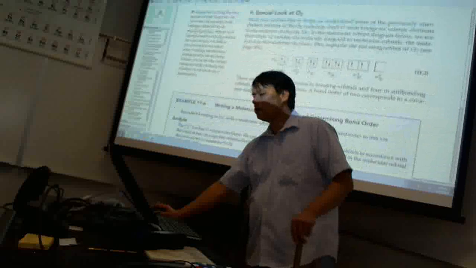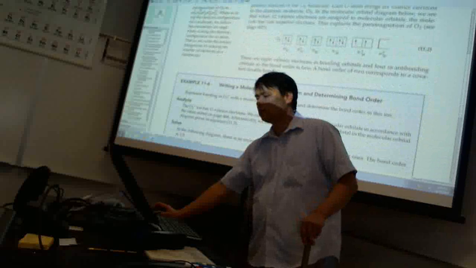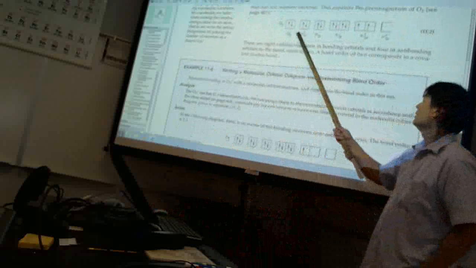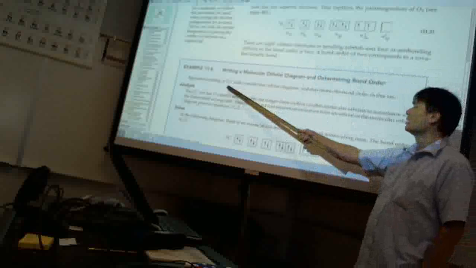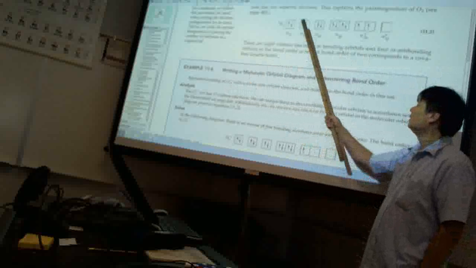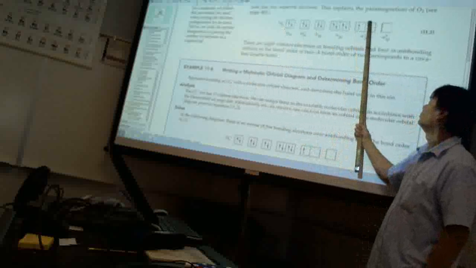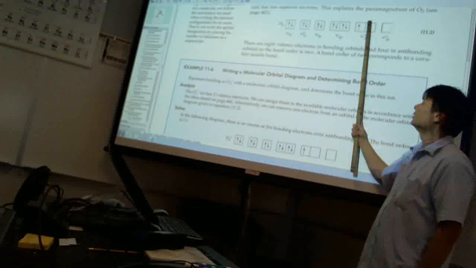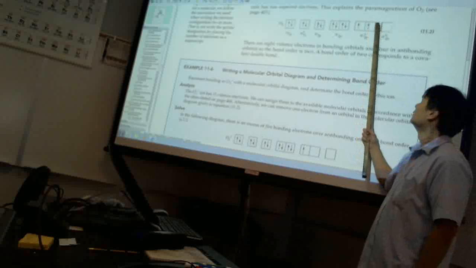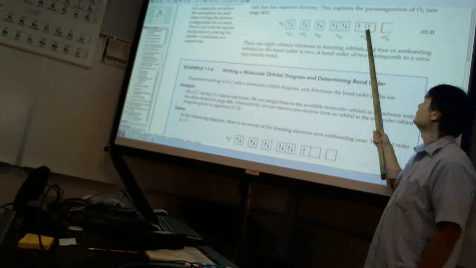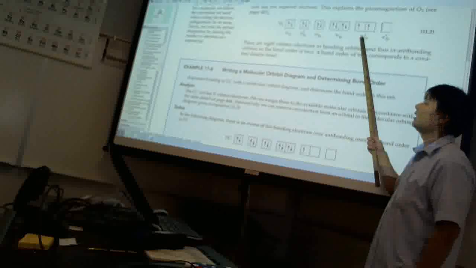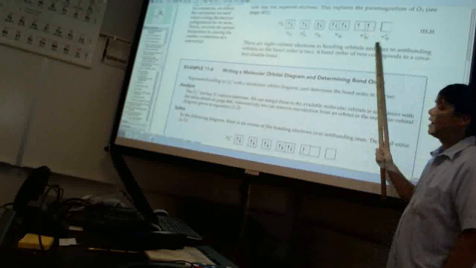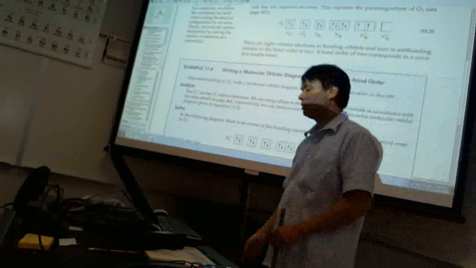Okay, this is O2. We talked about O2 already, but we can also do other types of questions like O2 plus. If we knock an electron off O2, does that make the bond stronger or weaker? It makes it stronger because if we knock an electron off, we're removing an antibonding electron. If we remove that, then that should help strengthen the bond.